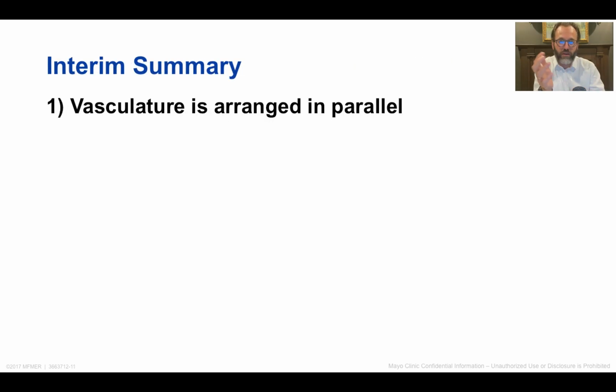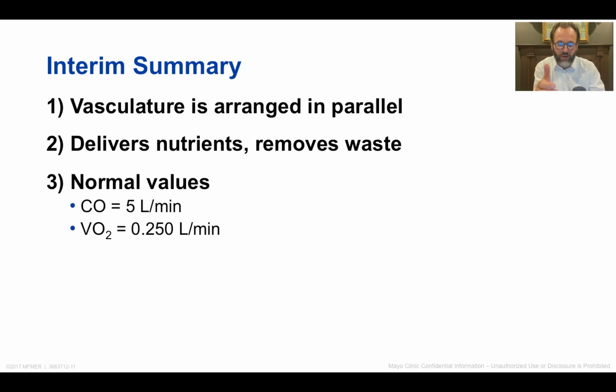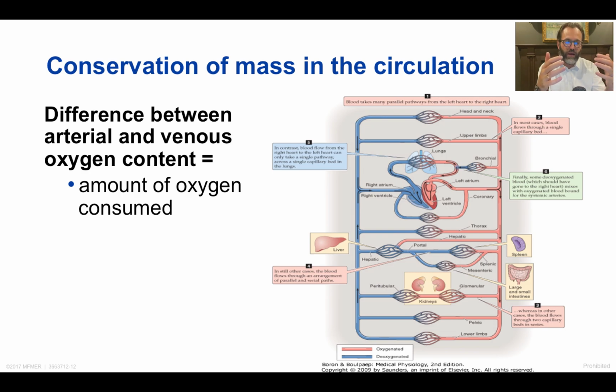So, our somewhat interim summary here. We've got our vasculature being arranged in parallel, delivering nutrients, removing waste, optimizing diffusion distance. Our normal values of cardiac output and oxygen consumption are going to be about 5 liters per minute and 0.250 liters, or a quarter liter per minute, respectively. And importantly, as we move back towards core concepts like the Fick equation that we can use to run through all these calculations, the difference between arterial oxygen content and venous oxygen content is the amount of oxygen consumed. And of course, there is conservation of mass in the circulation, so we're not losing oxygen out of our skin or anything like that. It's got to be conserved throughout the entire system.